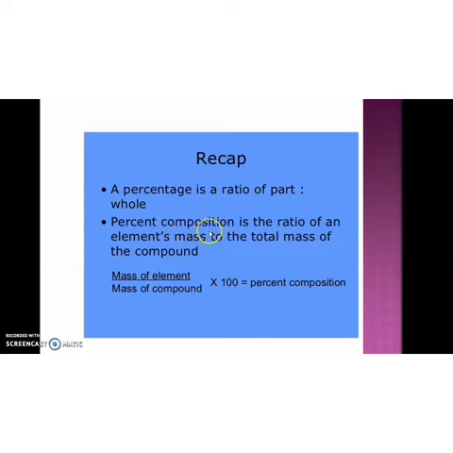So the percentage composition is a ratio of the part, which is the element's mass, to the total mass of the compound. Percentage composition is calculated by the equation: mass of the element divided by mass of the compound into 100.